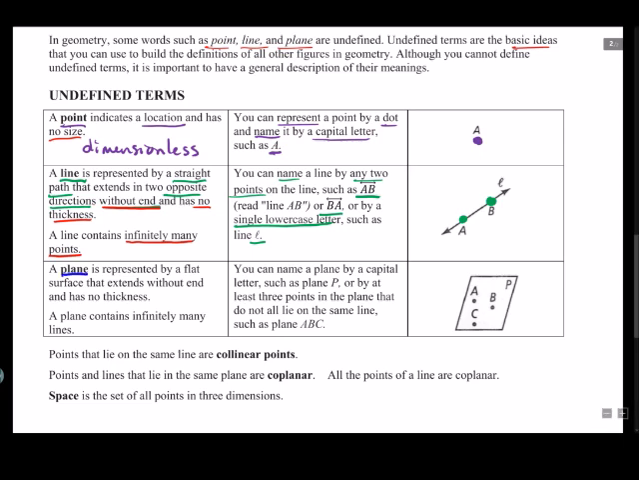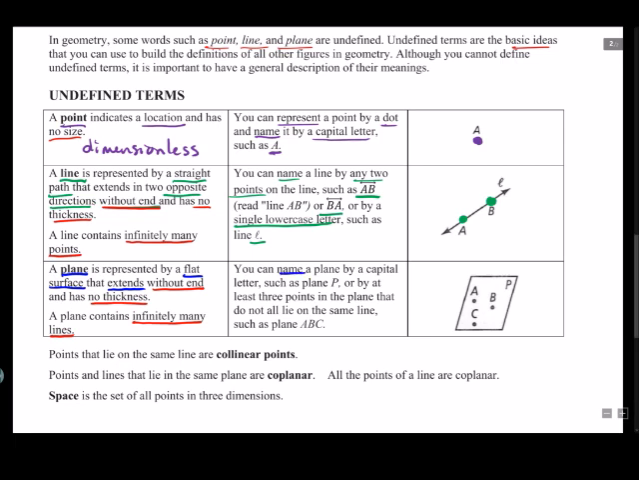A plane is represented by a flat surface that extends without end and has no thickness. Are you seeing a pattern here? Cool thing about planes is they are made up of infinitely many lines, which means they're also made up of infinitely many points as well.